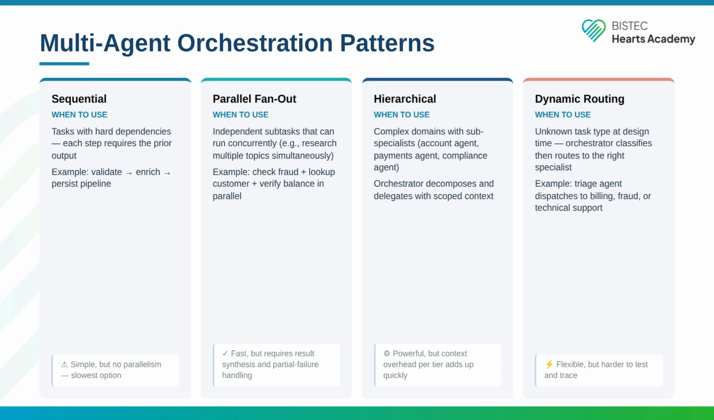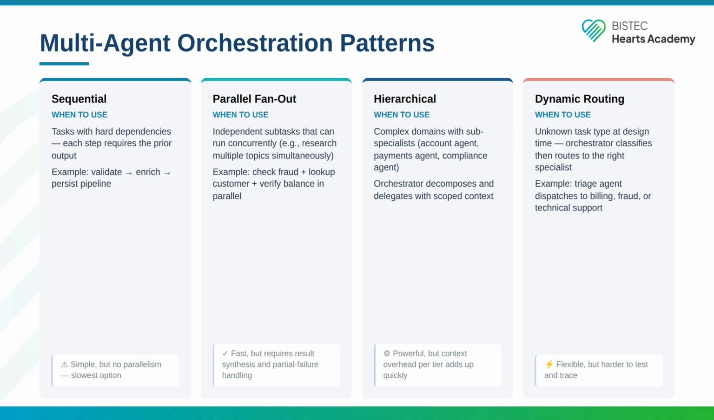Hierarchical orchestration is the pattern for complex domains. An orchestrator delegates to subspecialists: an account management agent, a payments agent, a compliance agent. Each specialist has a focused system prompt and a narrow set of tools. This reduces hallucination risk by narrowing each agent's context, but the per-tier context overhead adds up quickly in deep hierarchies.